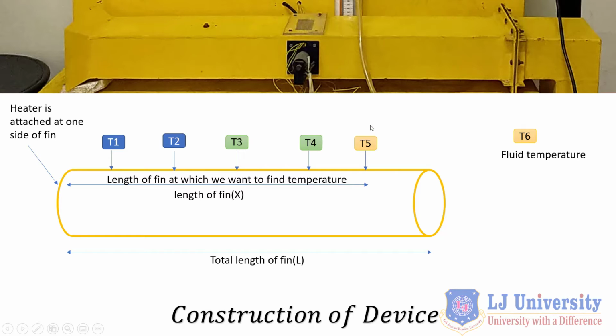So the aim of our practical is to find out the temperature T5 practically and validate that temperature theoretically. So here you can see that at a distance x, we have a temperature T5. What are we going to do? We are going to first find out the value of T5 practically, and after that we are going to find the value of T5 theoretically, and let's see what values we get. And T6 is the fluid temperature, the fluid that is passing over the fin, so that is known as fluid temperature T6.